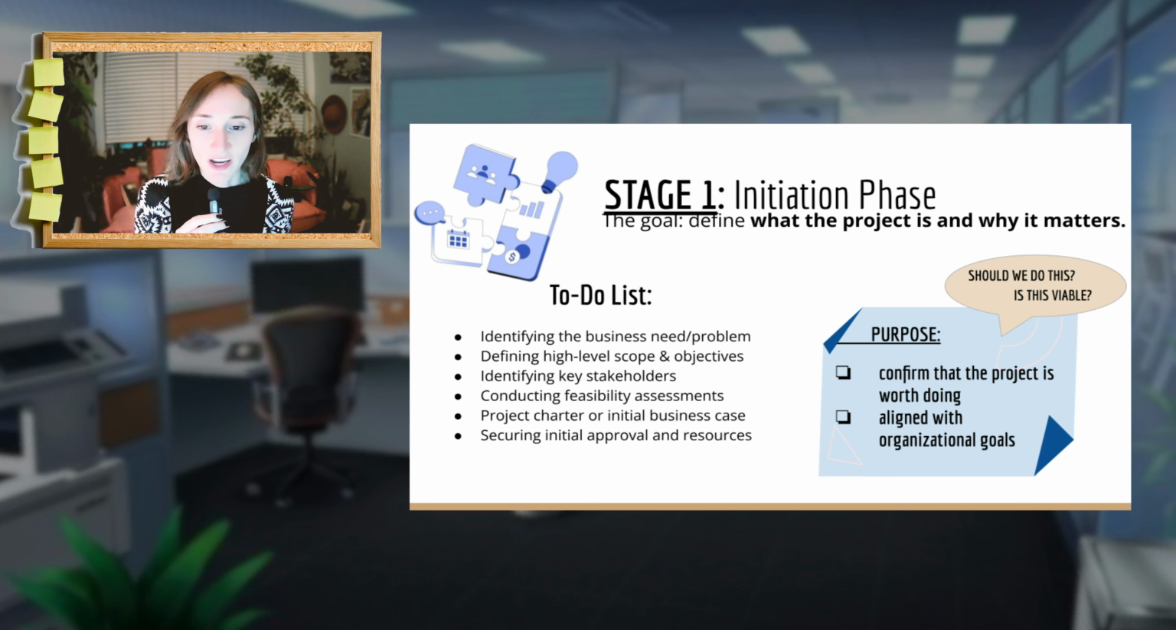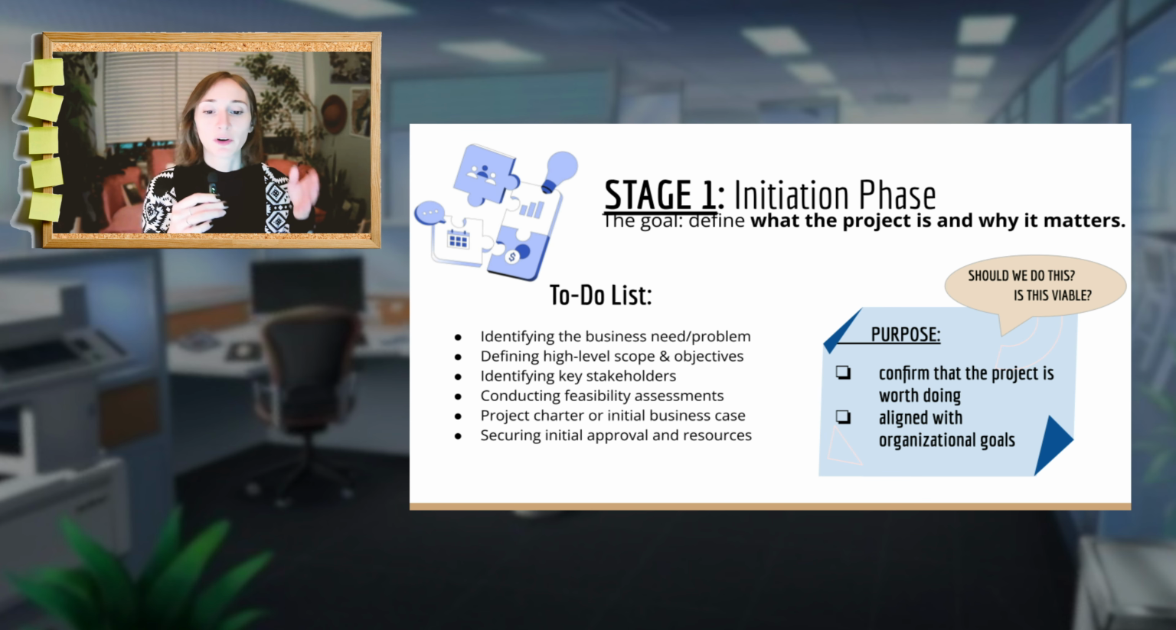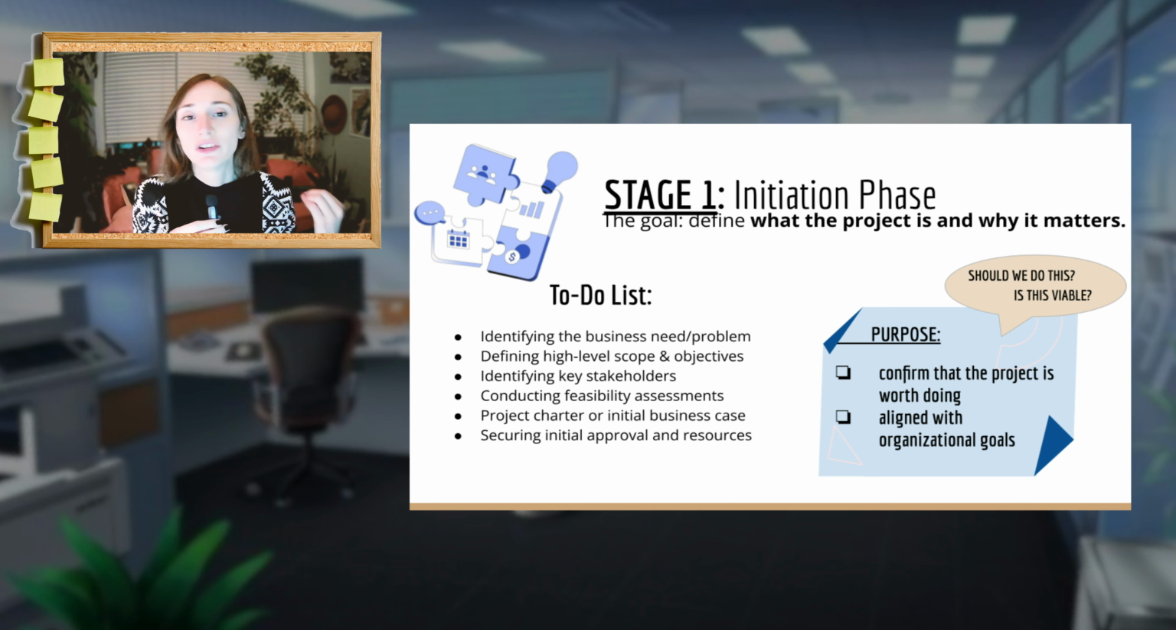Stage one is the initiation phase, where it all begins. The goal is simple but essential: define what the project is and why it matters. This is when the project is formally defined and authorized. You identify the problem or opportunity, develop the project charter, identify key stakeholders. You basically conduct all assessments and approvals required to determine feasibility and success. The purpose is to confirm that the project is worth doing and aligned with organizational goals. Essentially, it answers the question: should we do this?